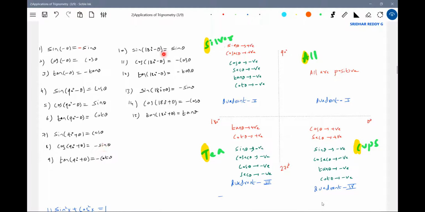Similarly, we can try for this thing. You try these identities; I have shown these things. You try these things. Sine of 180 minus theta, what will it be? You have to use a similar approach. So finally, in the quadrants, what we can add is like here.